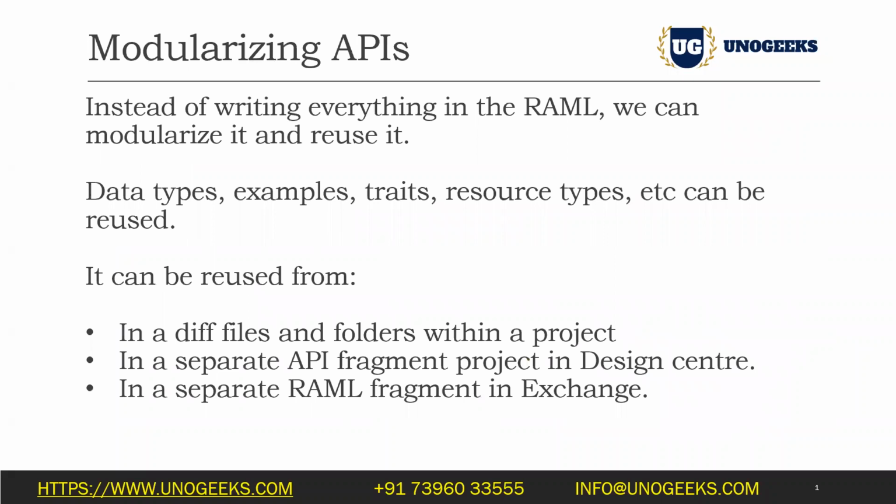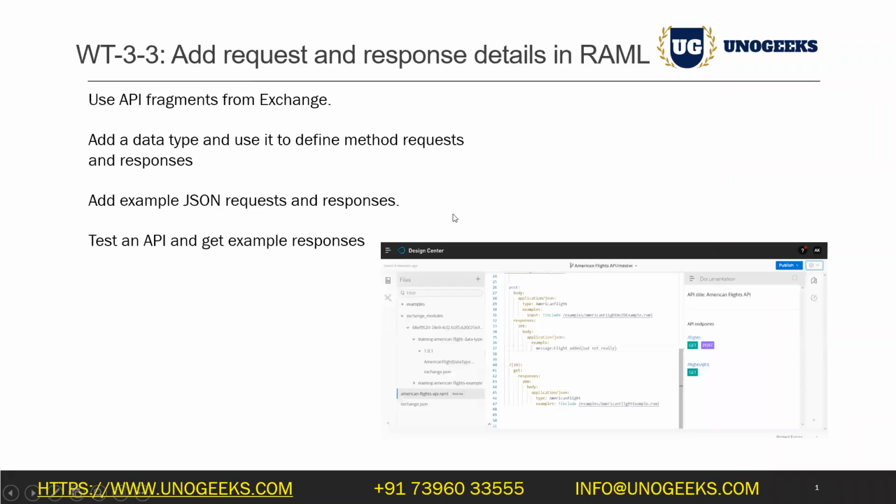So we use modularizing APIs. This means that we can define data types, examples, which we already did, traits, resource types, etc., that can be reused. I have shown you the data types and examples. Traits are a similar kind of thing: you can use a method, or the whole API, as a trait. Then the resource types you can use. These all are the same thing. So this is the basics of it.